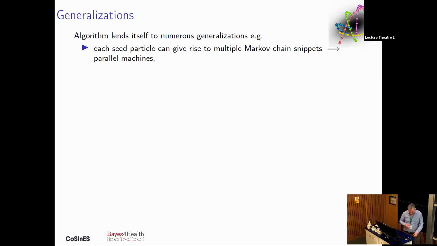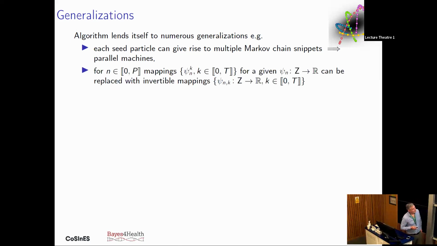So what are the obvious generalizations to this? So each seed particle, of course, can give rise to multiple Markov chain snippets. You know, it's a bit like SMC, so you can get several snippets that start from the same particle. One thing is that you can use multiple different integrators. You're not restricted to using one type of integrators, right? And in fact, you don't have to use integrators.